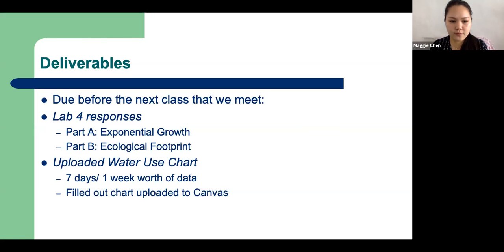Before we meet for next lab, you're also going to upload your water use chart, which is 7 days' worth, one week's worth of data. You're going to fill it out and upload it to Canvas. That's all you have to do. Instead of a pre-lab quiz, you're going to be doing this water use chart for the next week.